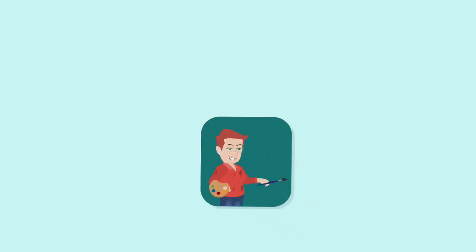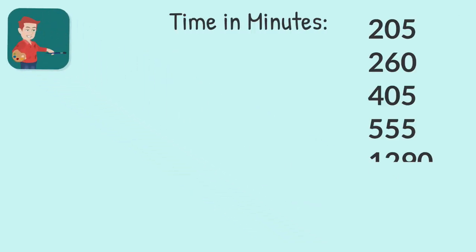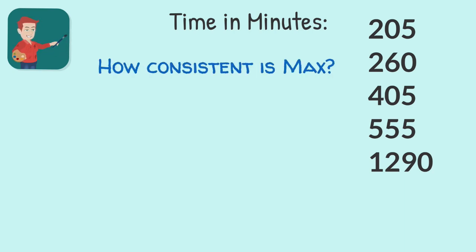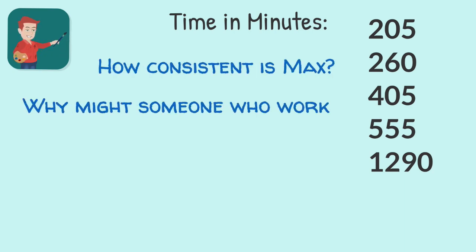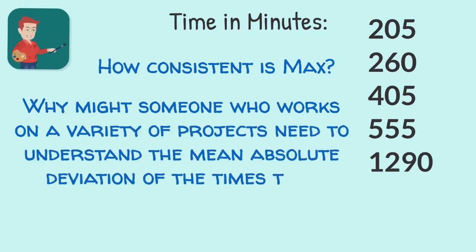Max is an artist and does graphic design. Max tracks the amount of time to complete the last 5 projects. How consistent is Max? Why might someone who works on a variety of projects need to understand the mean absolute deviation of the times they spend?